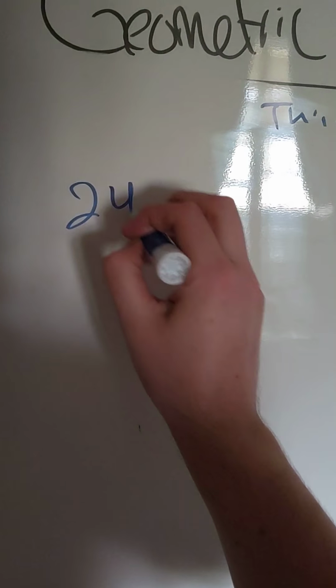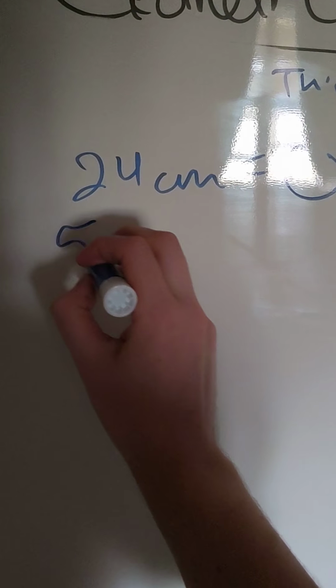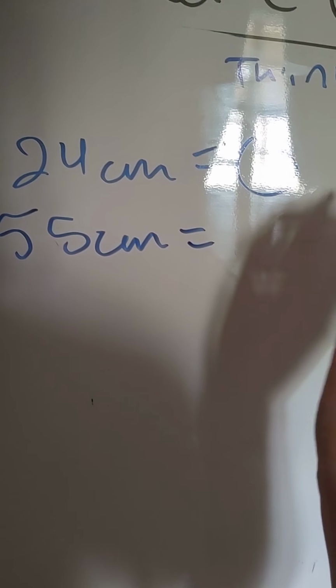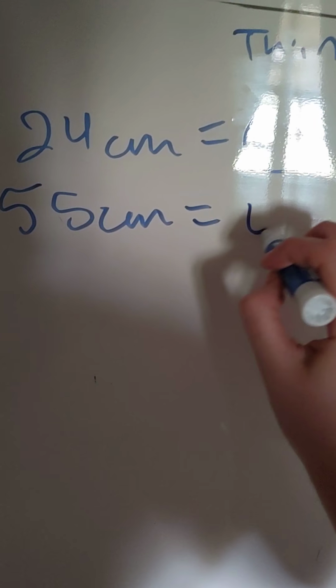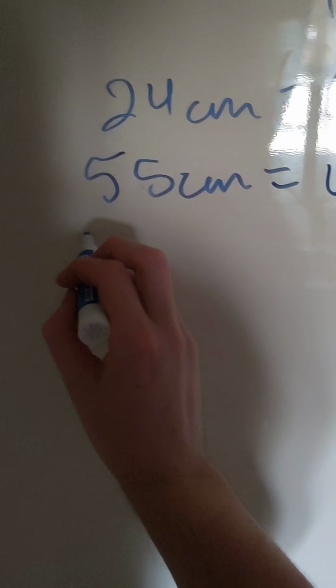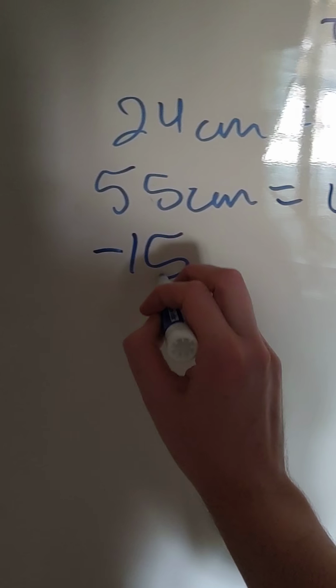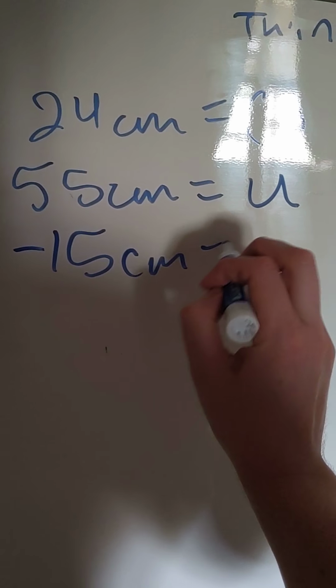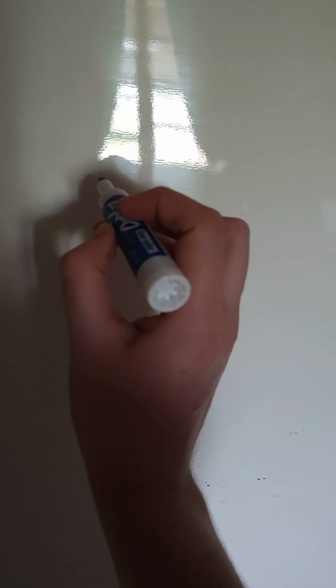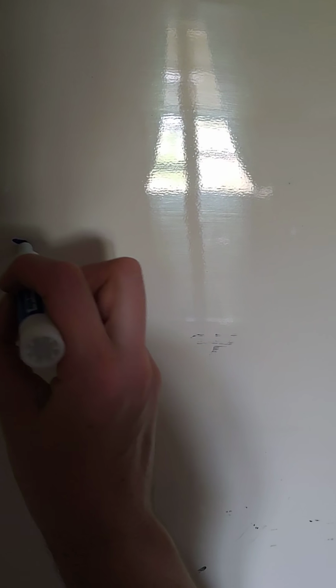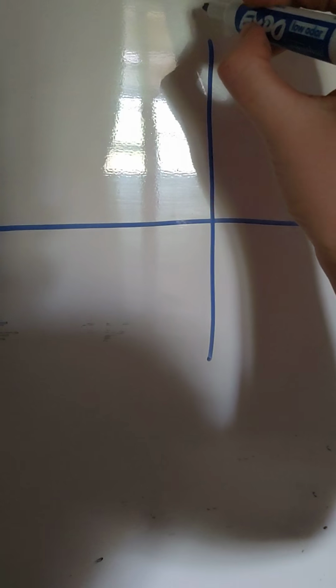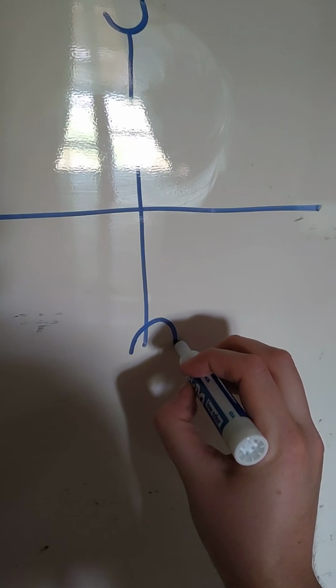So we've got a 24 centimeter object, 55 centimeter object distance. It's going to be a minus 15 focal length. So here's our center line. Here's our lens. We know that it's a minus lens. So we're going to draw our picture here.